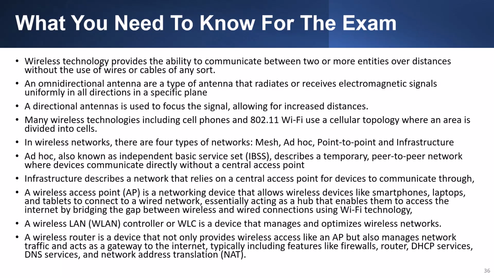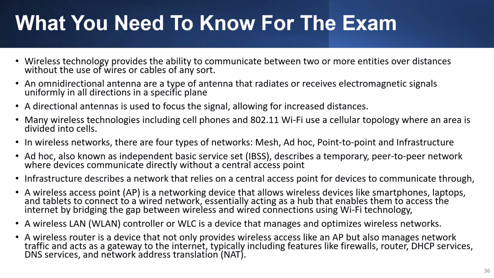In summary, wireless technology provides the ability to communicate between two or more entities over distances without the use of wires or cables of any sort. An omnidirectional antenna is a type of antenna that radiates or receives electromagnetic signals uniformly in all directions in a specific plane. A directional antenna is used to focus the signal, allowing for increased distances. Many wireless technologies, including cell phones and 802.11 Wi-Fi, use a cellular topology where an area is divided into cells. In wireless networks, there are four types of networks: mesh, ad hoc, point-to-point, and infrastructure.